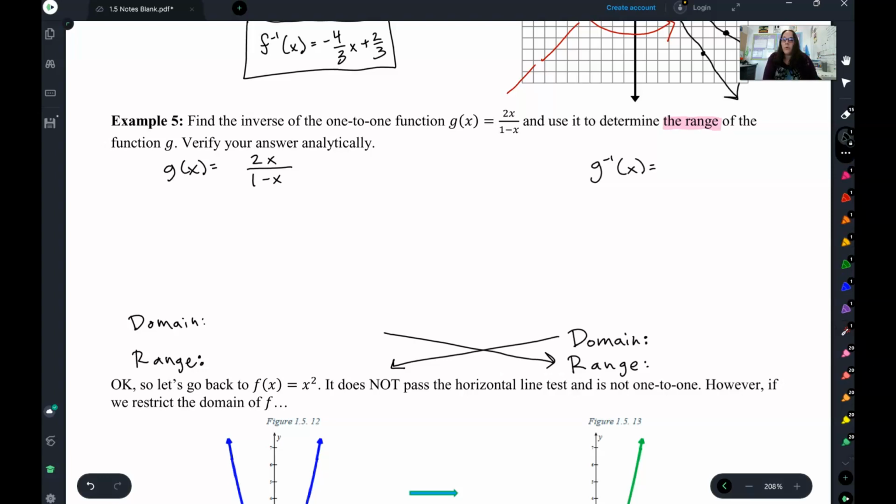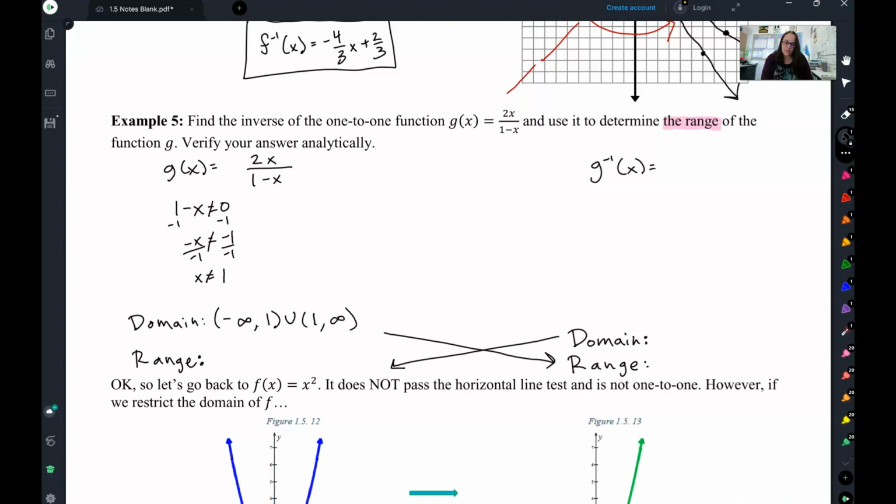So let's go through and do an example together. We're going to find the domain of g first. We don't have any even roots. We do have a denominator. So we say that denominator cannot equal 0. So that denominator cannot equal 1. So that means my domain is everything except 1, which means that is the range of this one.